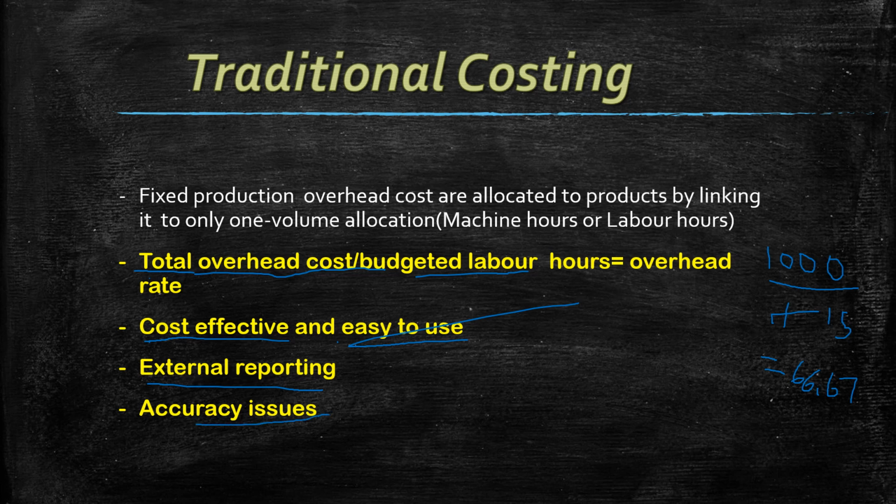But one of the disadvantages, I think this is what also necessitates the ABC system, which we're going to look at later on, is accuracy issues. It is not the best way to get accuracy in terms of allocating costs because of the nature of the calculation. So this is one of the problems that the traditional costing system has.